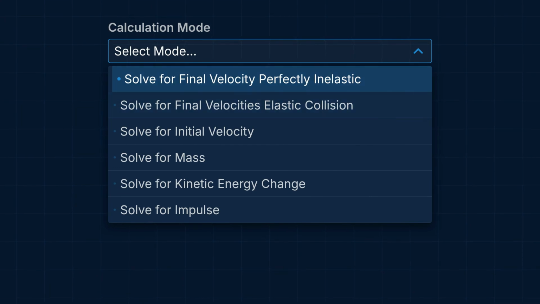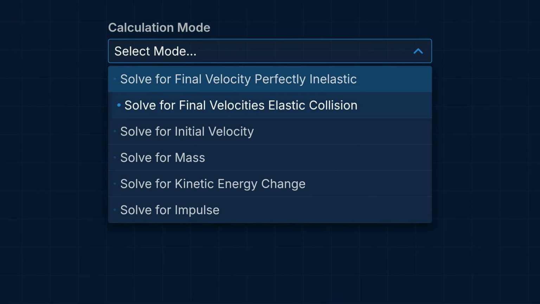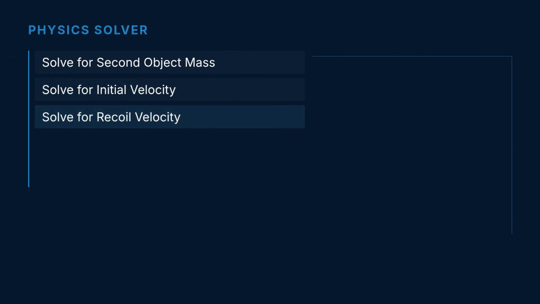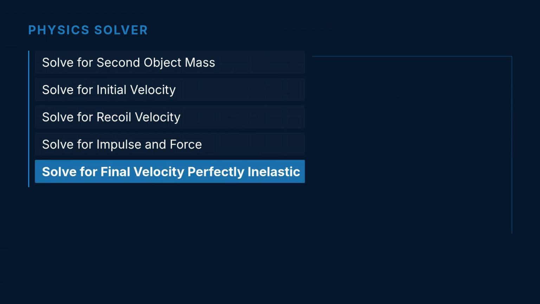Solve for final velocity perfectly inelastic, solve for final velocities elastic collision, solve for second object mass, solve for initial velocity, solve for recoil velocity, and solve for impulse and force. For this demonstration, I've selected solve for final velocity perfectly inelastic.